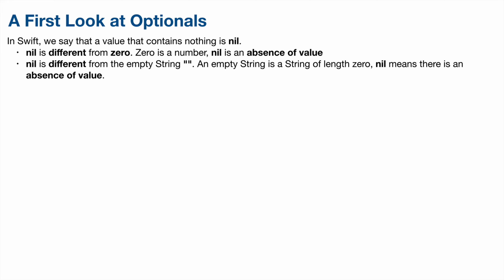Nil is also different from the empty string. So an empty string with just 2 double quotes and nothing in the middle is actually a string of length 0. But nil means nothing at all has been assigned to that value. There's nothing inside. It's like a black hole, absence of data.